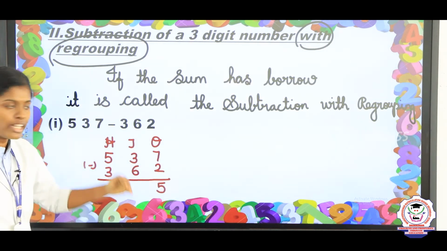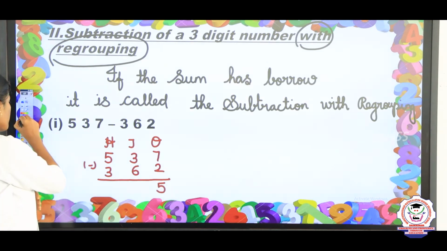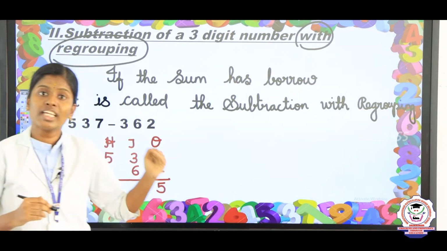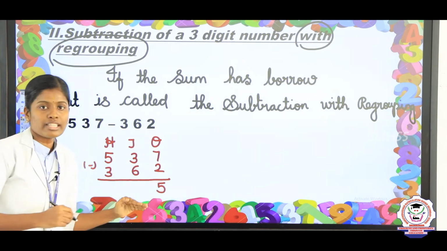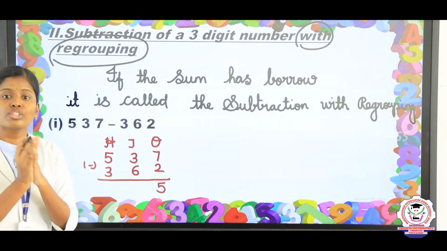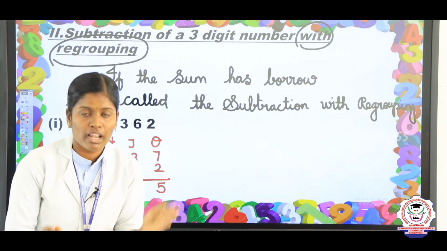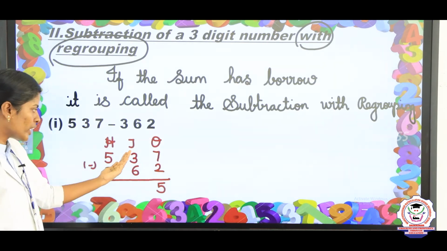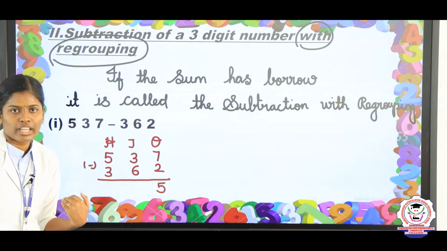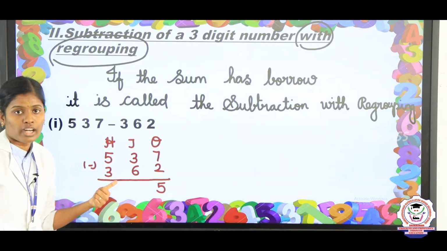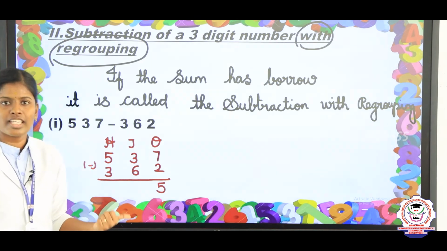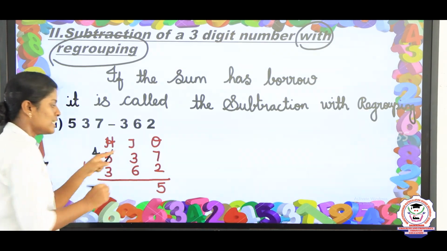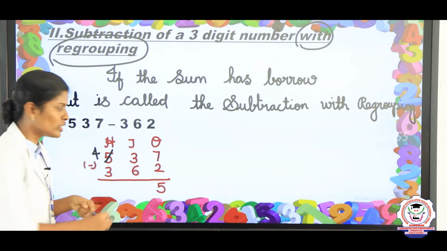Next, listen children. The tens place values are 3 and then 6. Compared to 6, 3 is the smaller number. So 3 minus 6 is not possible. Why? Because 3 is the smaller number and 6 is the greater number. Now we are going to borrow from the hundreds place. Here the hundreds place values are 500 minus 300. This 500 will change into 400. This 3 tens will change into 13 tens.